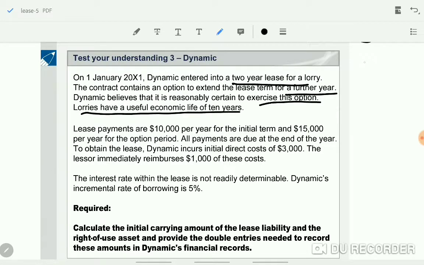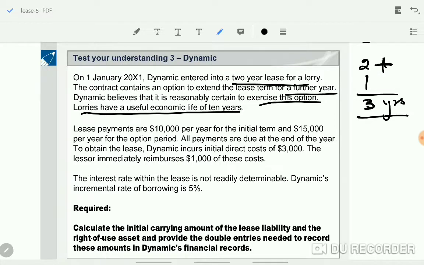So here the contract, or you can say lease period, is 2 years, plus there is an option to extend it for a further 1 year, and it is reasonably certain this will be exercised. This is what we studied for lease term, isn't it? The period covered by the contract, plus if there is an option to extend and it is reasonably certain the lessee will be exercising this. So we will be taking the total lease term as 3 years.